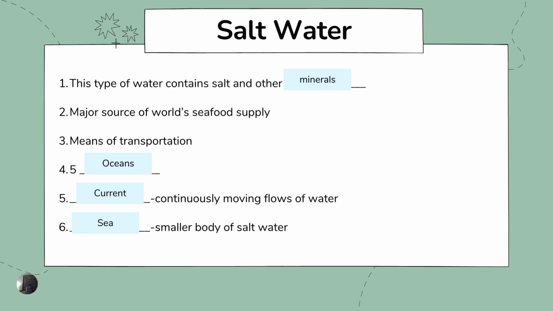Continuously moving flows of water called currents circulate through the oceans and affect the climates on land. The other thing that you might see on maps or things are seas. Seas are smaller bodies of salt water. There are lots of different seas. For example, the Red Sea lies between the Arabian Peninsula and Eastern Africa.